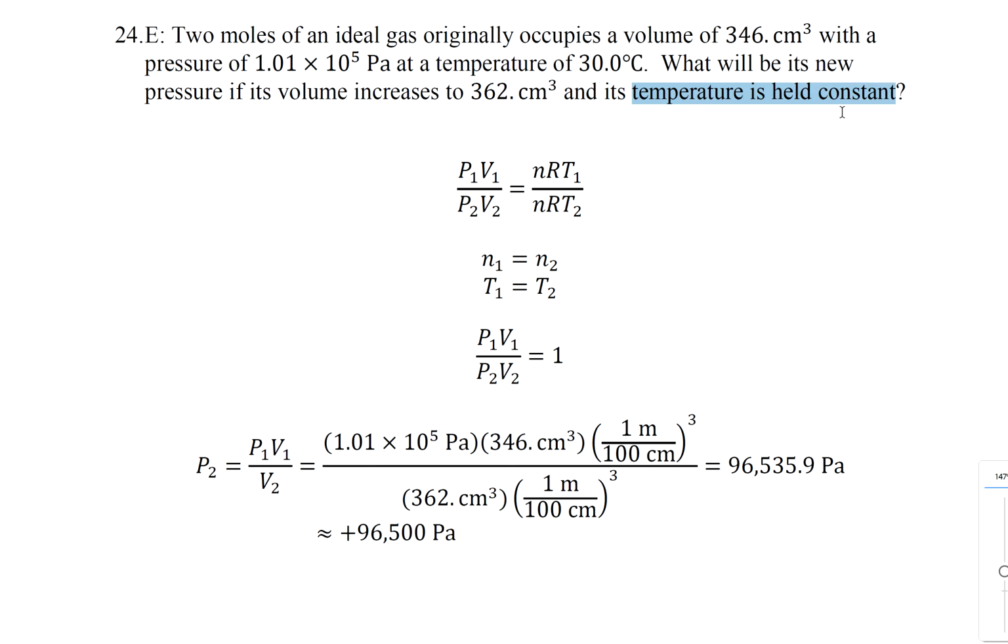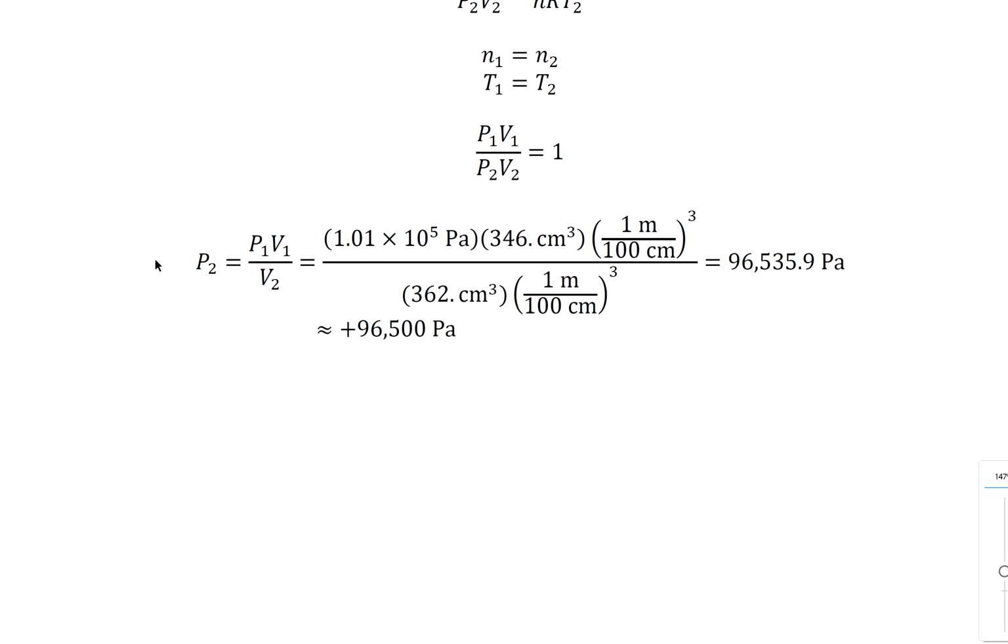It just says its temperature is held constant. So T1 equals T2, N1 equals N2. Things cancel where we get this, which is highlighted. Solving for P2, we get this.